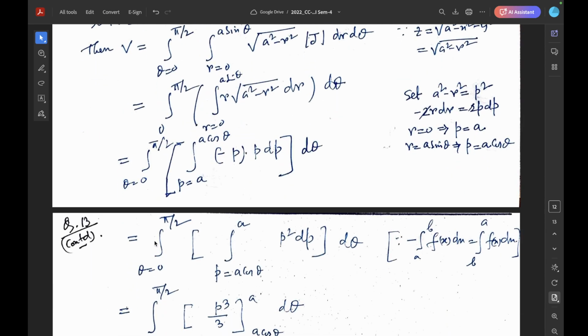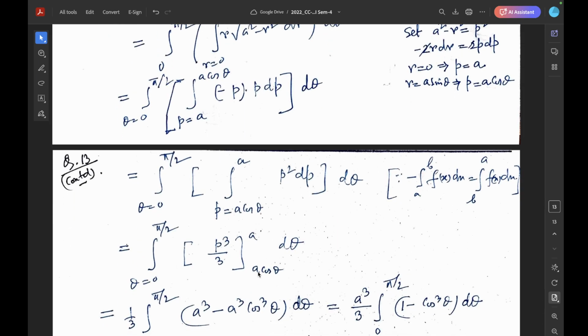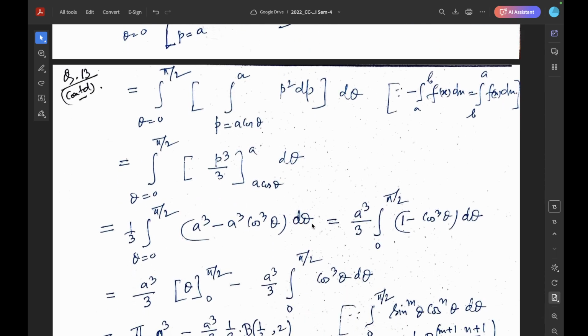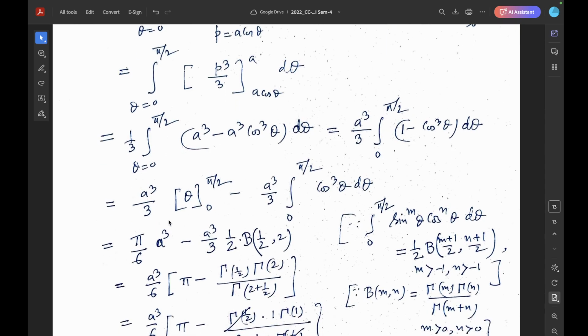Integrating θ from 0 to π/2, p from a cos θ to a, and because of the negative sign, the limits swap from a to b into b to a. So p² dp dθ gives p³/3 with limits a cos θ to a. We get a³ − a³ cos³θ dθ. Taking a³/3 common, the integral is 1 − cos³θ over θ from 0 to π/2, and for the second integral, ∫ cos³θ dθ from 0 to π/2.